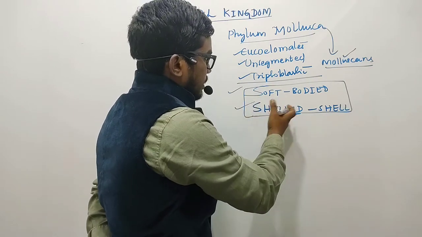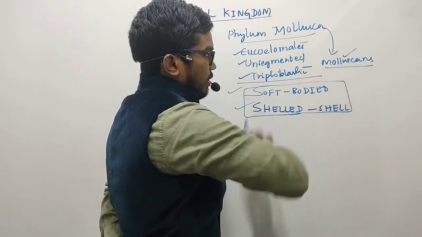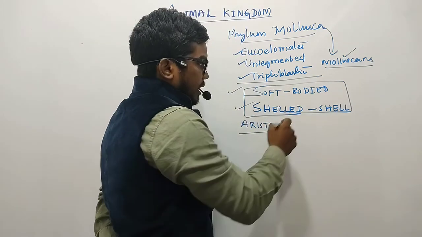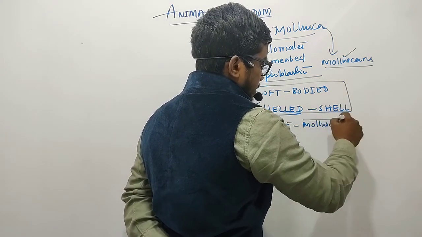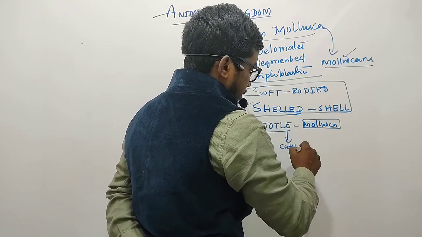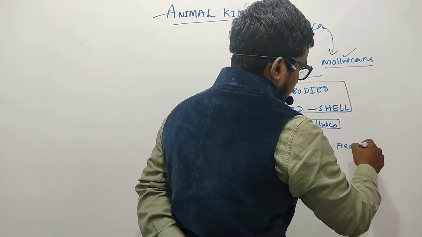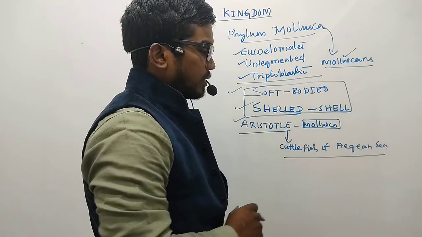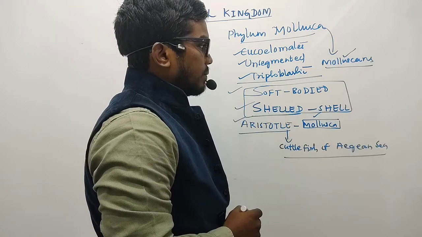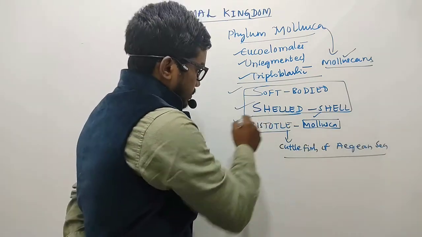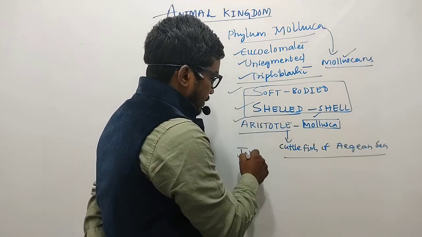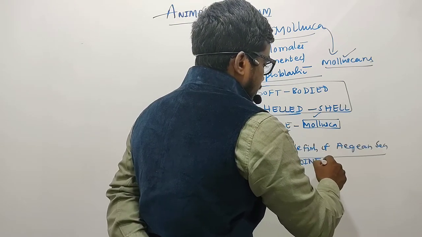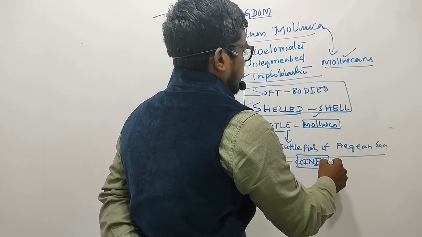Now soft bodied, to go with that, their body is covered by shell. Animals belonging to Mollusca are referred to as molluscans. Here remember, the scientist Aristotle, in fact, applied the term Mollusca for the very first time. He used this term for the cuttlefish of Aegean Sea. He is the first person who used that term for one of the organisms, the cuttlefish, which was seen in Aegean Sea. So there he called that organism a Mollusca. Then followed by him, there are other scientists, like Johnston, who in fact is responsible for coining the term Mollusca.